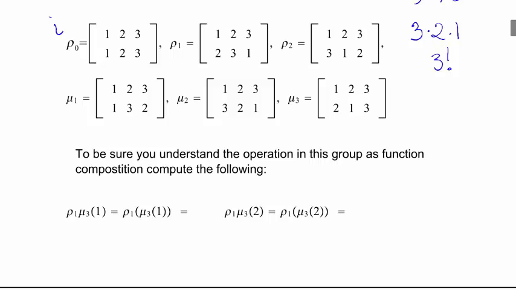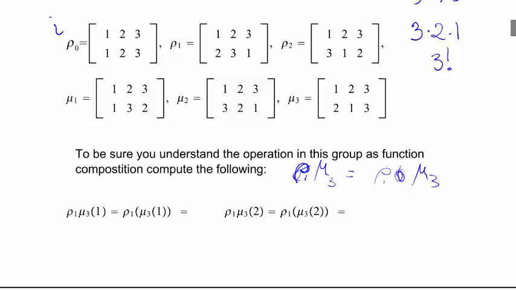So now we're going to compute using row 1 and mu 3. I want to compute the mapping row 1 mu 3. Excuse me, row 1 of mu 3. And to do that, we have to see what it does to 1, where it maps 2, and where it maps 3. So let's do row 1 mu 3 of 1.